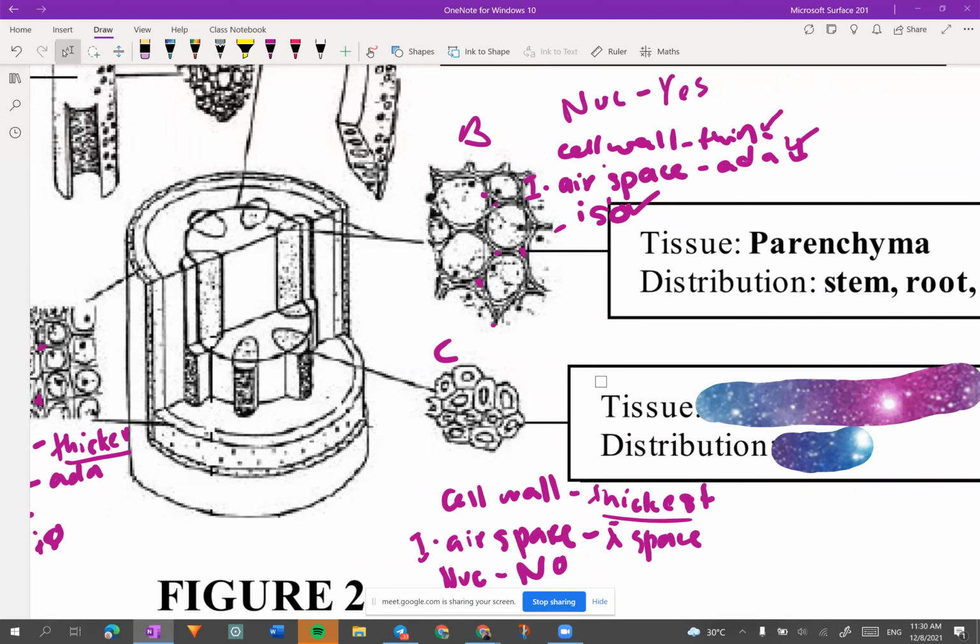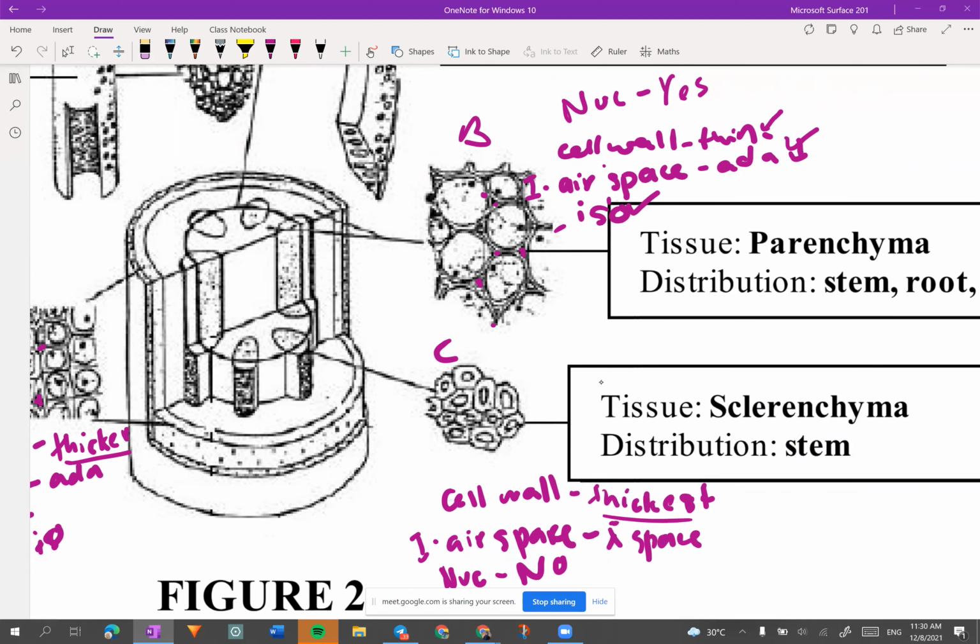Then kita tengok dekat C pula. Yang C tadi, awak dah cakap cell wall dia is the thickest one. And then it has no intercellular space. Also, it has no nucleus anymore. Which means dia dah mati. So, bila dah mati ni maksudnya dia antara sel yang macam dah tua sikit lah. So, ini adalah sel sclerenchyma. Right? Sclerenchyma. So, sclerenchyma duduk dekat mana? Selalunya dekat bahagian stem. Okay, yang dah lebih memerlukan distinct lah, right?